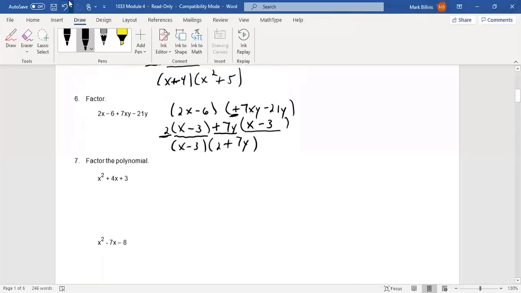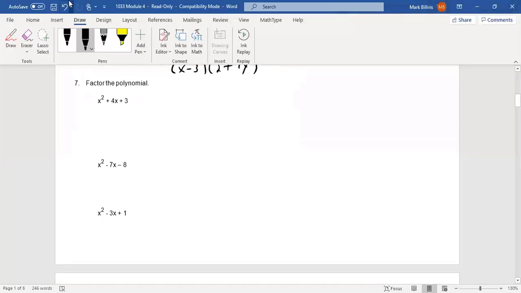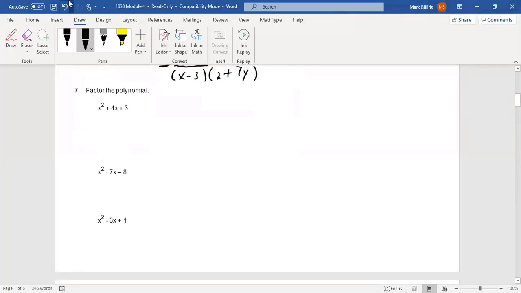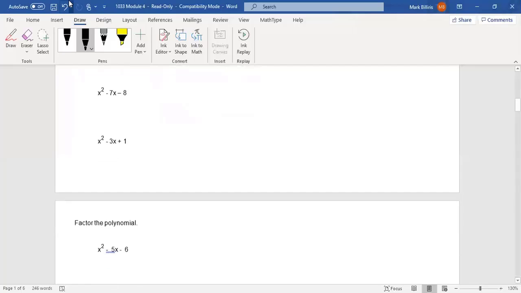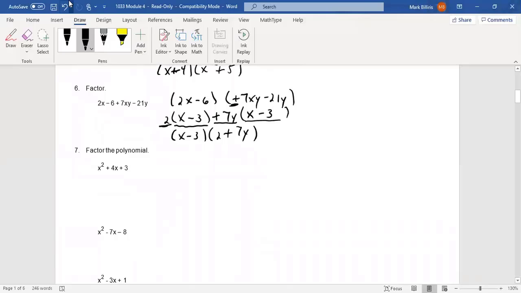Our next problems deal with factoring trinomials. And something about these that I'm going to talk about more in a minute is that if you look in front of the x squared, all of these only have the number 1 in front of the x squared. So it's 1x squared plus 4x plus 3. It's 1x squared minus 7x minus 8. And that's going to be important because there's going to be a shortcut to factoring these problems. But let's talk about the process of factoring before we talk about any shortcuts.